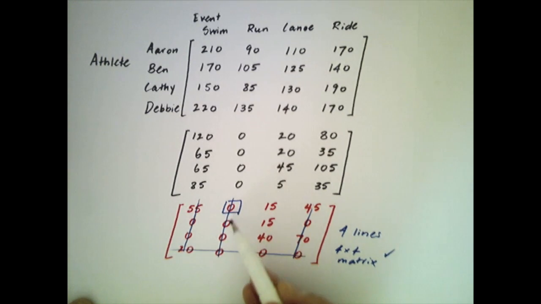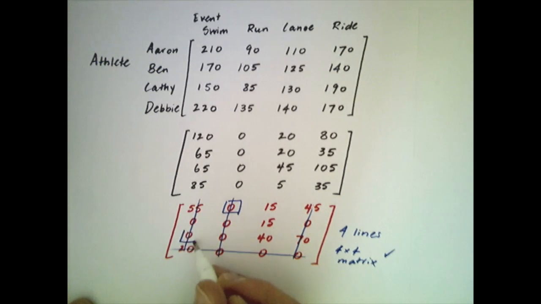Now we'll look at row 3. There are 2 possible zeros. The 0 in column 2 has already been used up. In other words, there's a 0 in column 2. We have to go for the 0 in column 1.